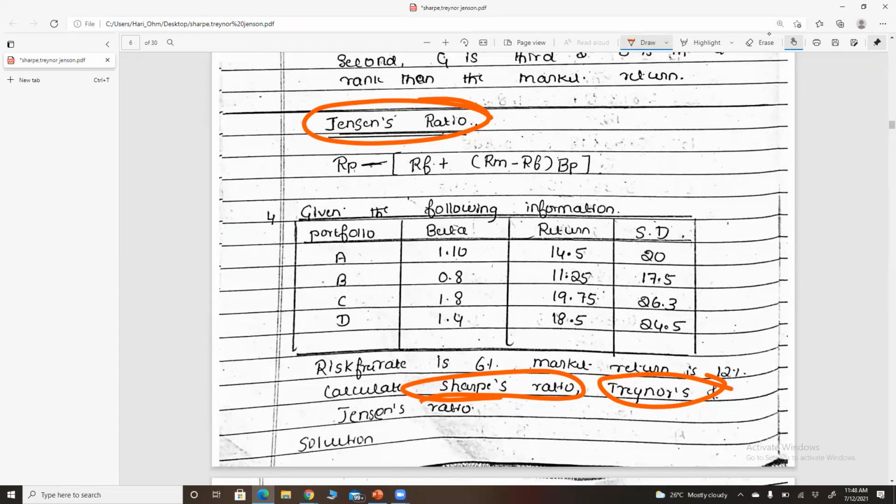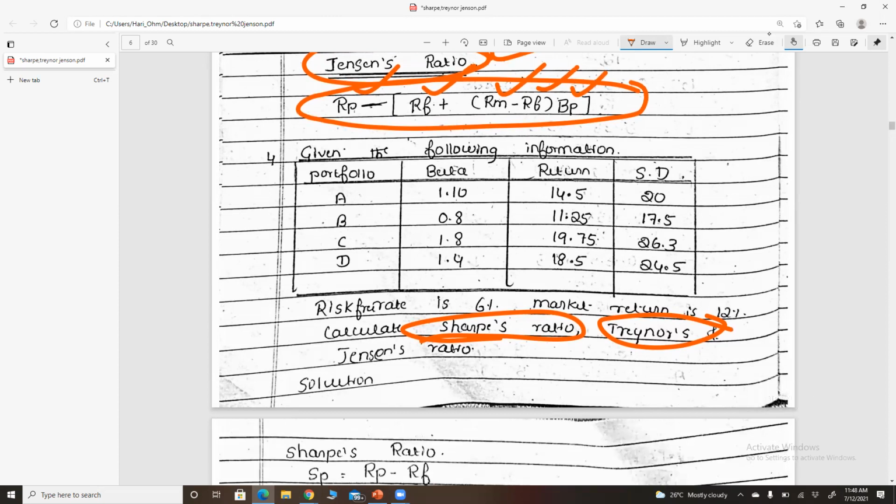So to calculate Jensen's ratio, the formula is Rp minus [Rf plus (Rm minus Rf) into beta P]. Rp is the return of the portfolio, Rf is the risk-free asset, Rm is the return of the market, Rf is the risk-free asset, and beta P is the risk of the portfolio. Let's begin with the question.